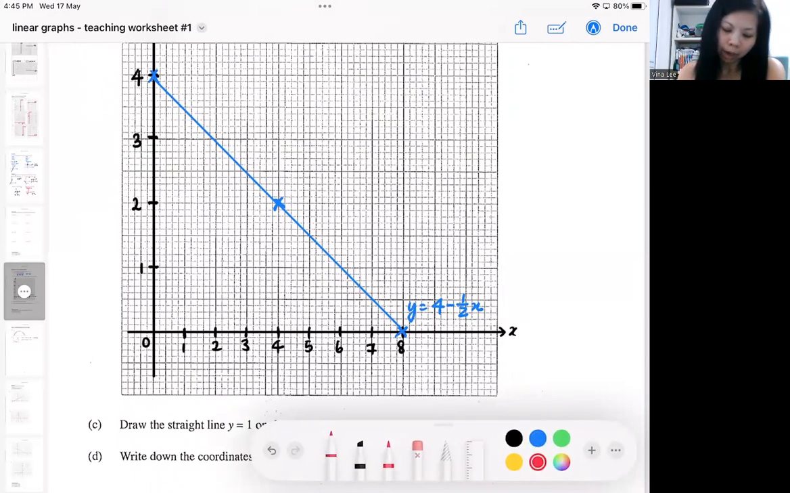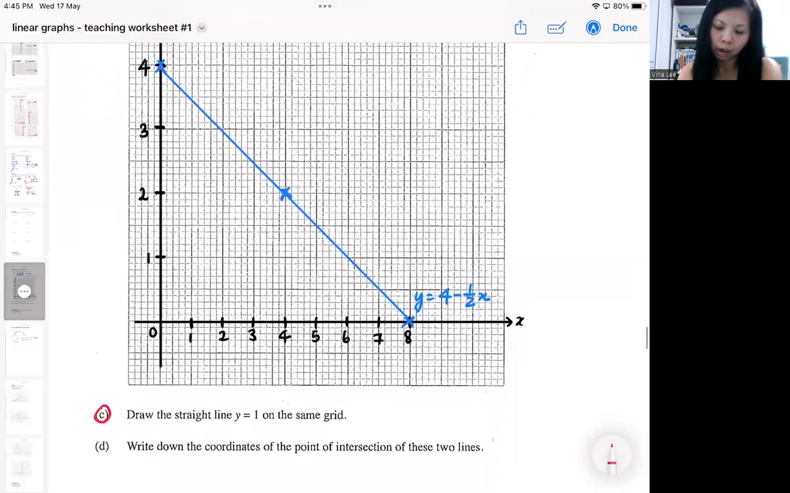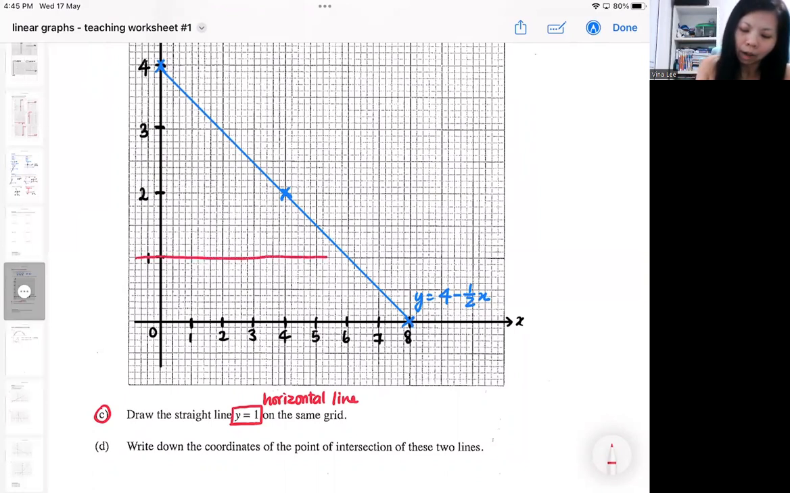So let's look at part C. Draw the straight line y equal to 1. Some students will be like, how do I draw that? So you need to recognize which category this straight line is. This is a horizontal line. A horizontal line has no gradient. So it's a horizontal line that cuts at 1. So draw the horizontal line, give the name.